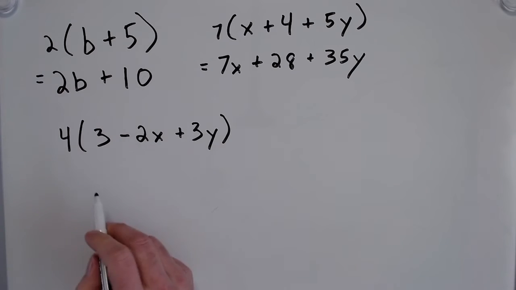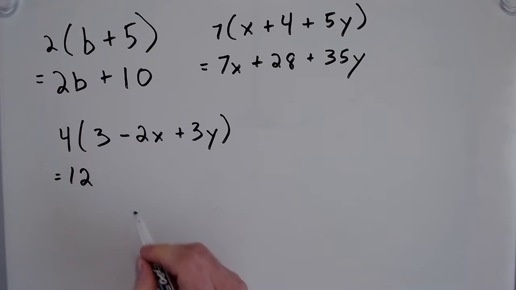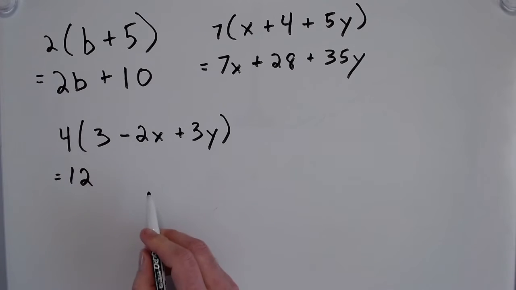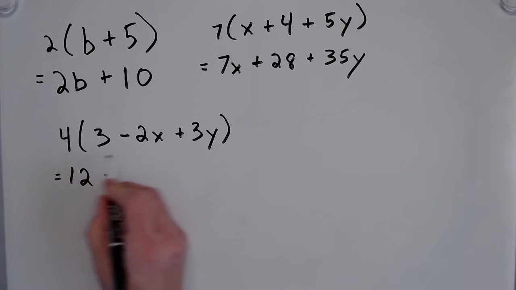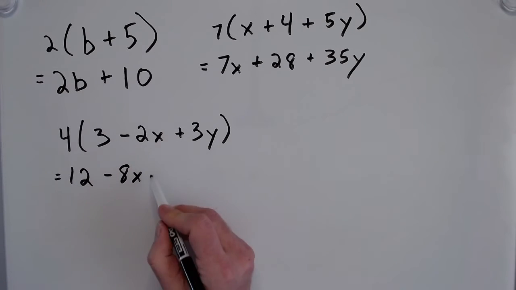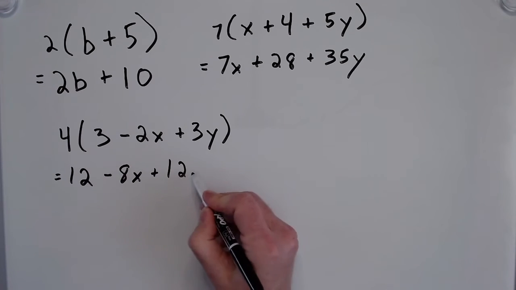So 4 times 3, well, that's easy. That's equal to 12. Now 4, 2, and x. 4 times 2 is 8. This is a negative sign. So negative 8x plus 4 times 3 times y, 12y.